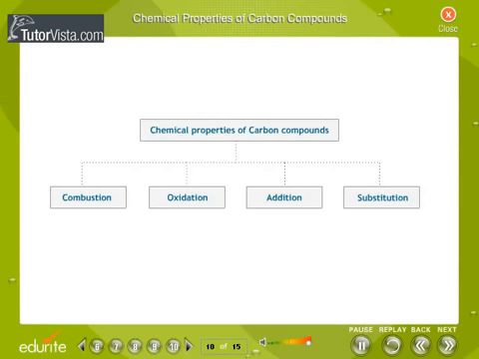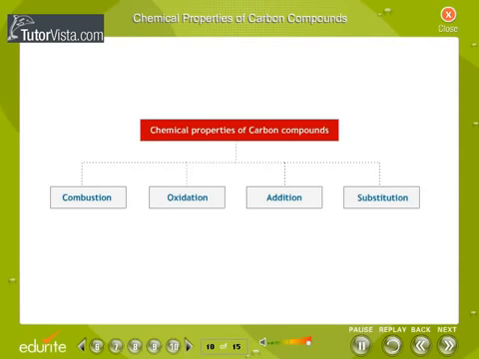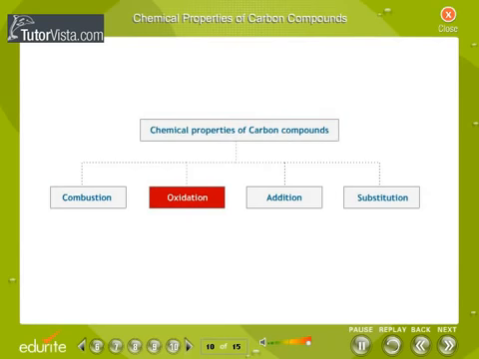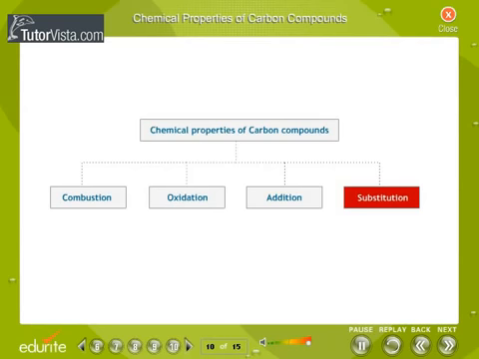Chemical properties of carbon compounds. The four important chemical reactions of carbon are combustion, oxidation, addition, and substitution.